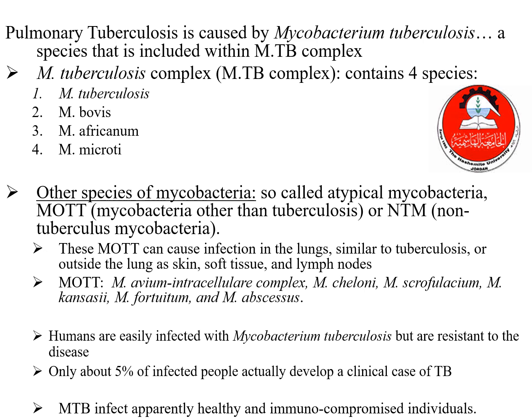Humans are easily infected with Mycobacterium tuberculosis but are resistant to the disease. Worldwide, we have almost or more than 2 billion individuals who are infected with Mycobacterium tuberculosis, and most of them, more than 95%, are asymptomatic and do not know that they have been infected with the bacterium. Only 5% of the infected people actually develop a clinical case of TB.